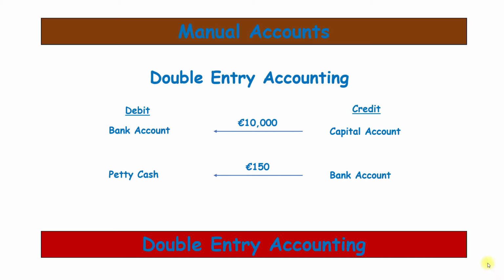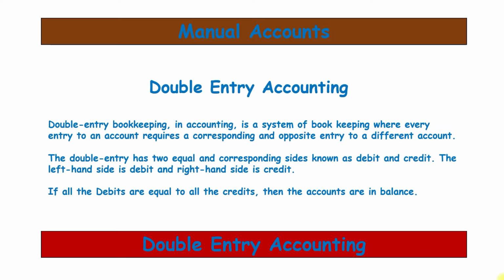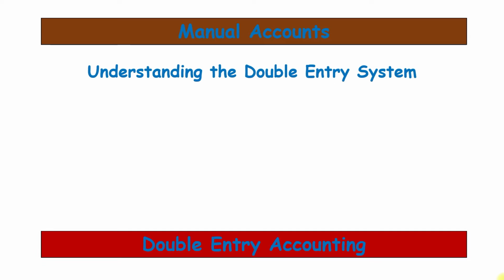In this case, a total of 10,150 was given and 10,150 was received. Debits appear on the left and credits appear on the right. We will look at this in more detail shortly, and we will also look at some examples of how it works in practice. To fully understand the double entry system, we need to look first at the accounting equation. It is the foundation for the double entry system.